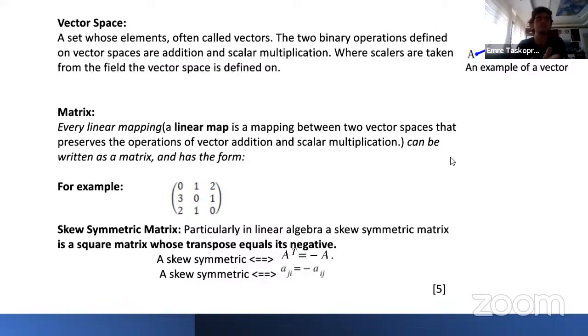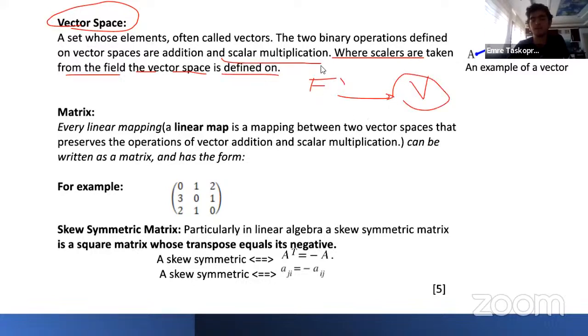Right now we have the definition of a vector space. Let's think of a set whose elements are called vectors. The two binary operations defined on a vector space, addition and scalar multiplication, create our vector space. There's an intriguing part about scalar multiplication, because scalars are taken from the field the vector space is defined on. If we take a scalar from a set, let's call it F, our vector space will be named according to the name of this field. And we can see here an example of a vector.